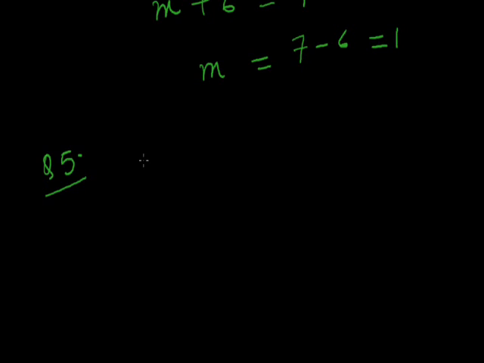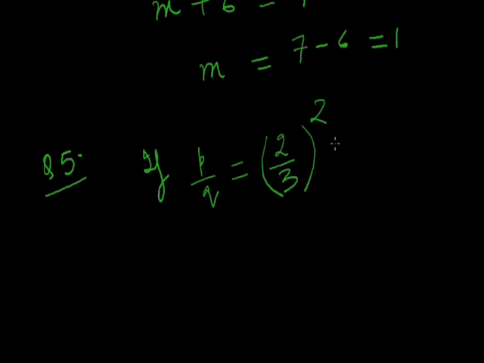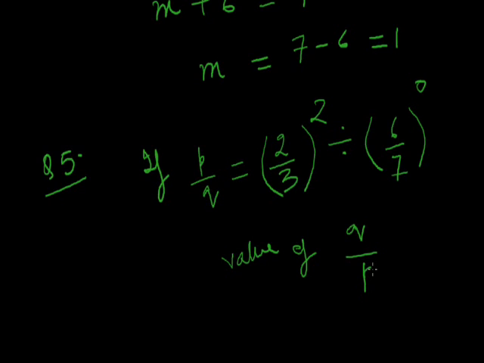Question number 5 is: if P upon Q is equal to (2/3)^2 divided by (6/7)^0, find the value of (Q/P)^2.